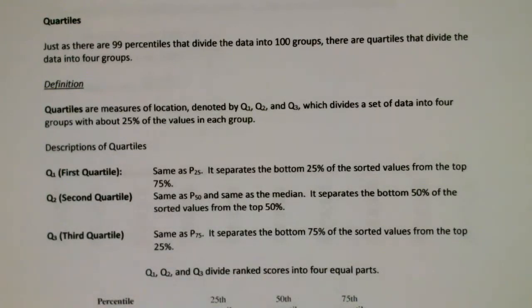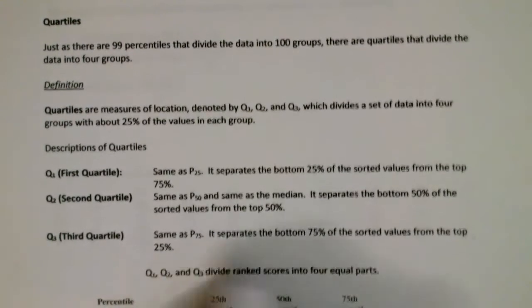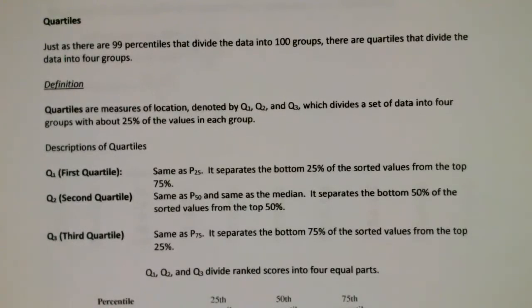And then Q2 is the second quartile. That's the same as the 50th percentile. Also, it's the same as the median. That's the middle number, if you recall, in section 3.1. What the second quartile, or the median, does is separate the bottom 50% of the sorted values from the top 50%. It separates the top half from the bottom half. And then Q3, the third quartile, is the 75th percentile. What that does is separate the bottom 75% of the sorted values from the top 25%.